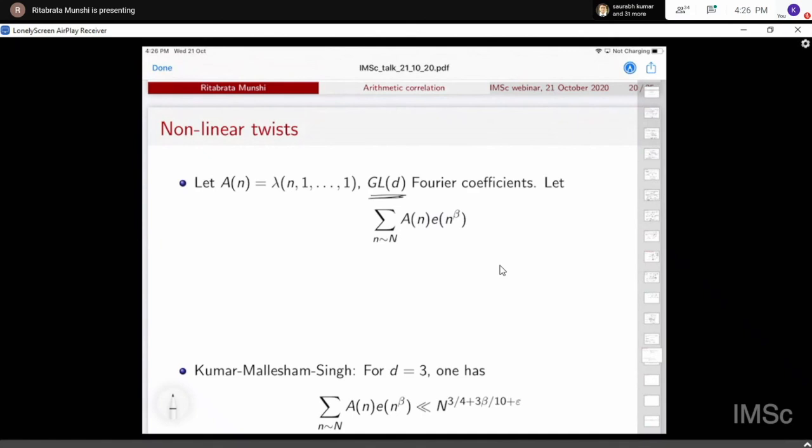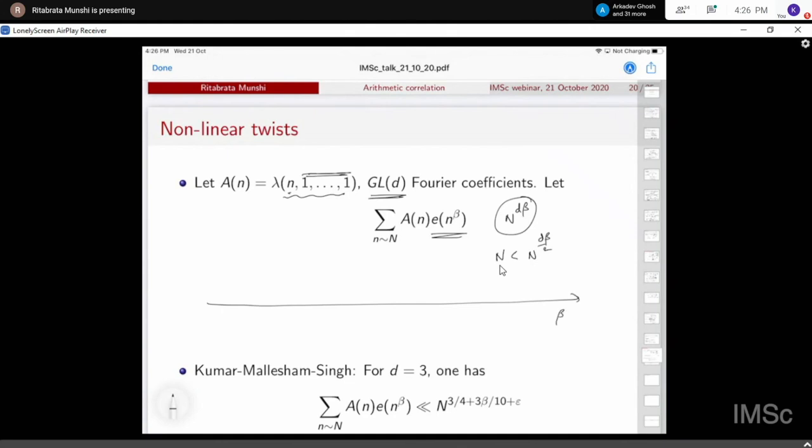If you take D to be 3, then you have lambda n1, n2, the normalized Fourier coefficients of a GL3 form. And in general, for GLD, there will be D minus 2 many ones over here. And this n is varying. Okay, and we're interested in a sum of this sort, a_n e(n to the power beta). So the conductor of this sum is N to the power d beta. That's the complexity. So basically, this sum becomes interesting when N is smaller than N to the power d beta by 2.